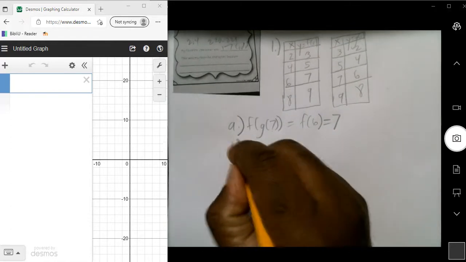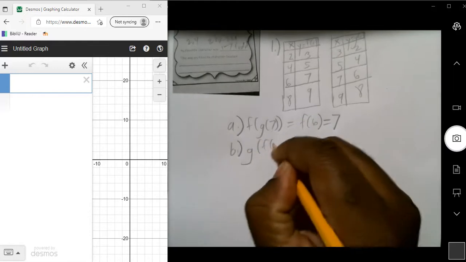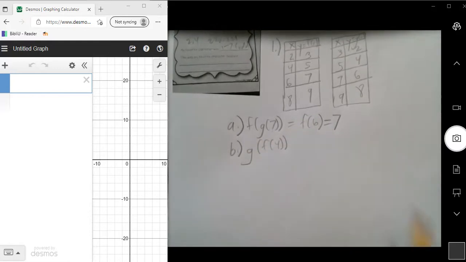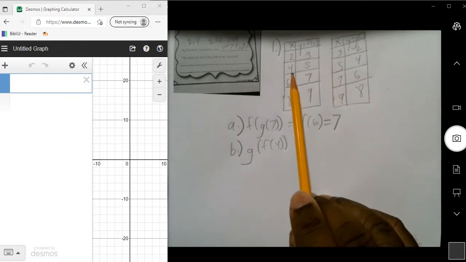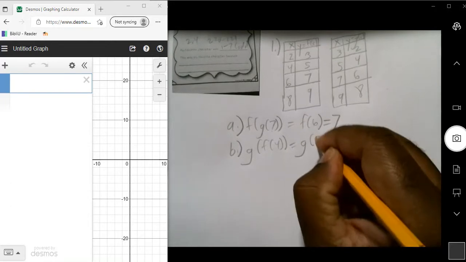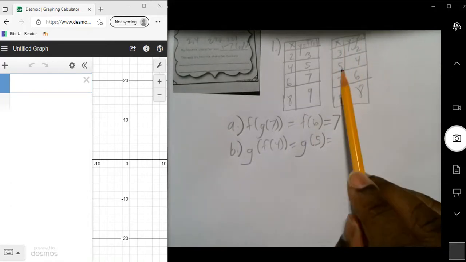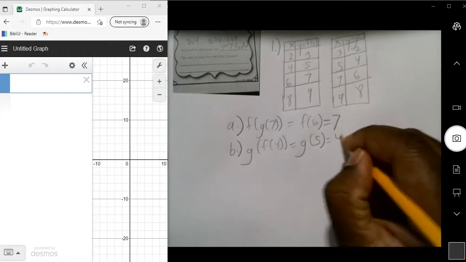Okay, now we do b. For b, we have g of f of 4. So we go to the f portion, and we go here where x is 4. So then the y would be 5. So this will end up being g of 5. So we go here where x is 5 under the g portion, and your answer here would be 4.